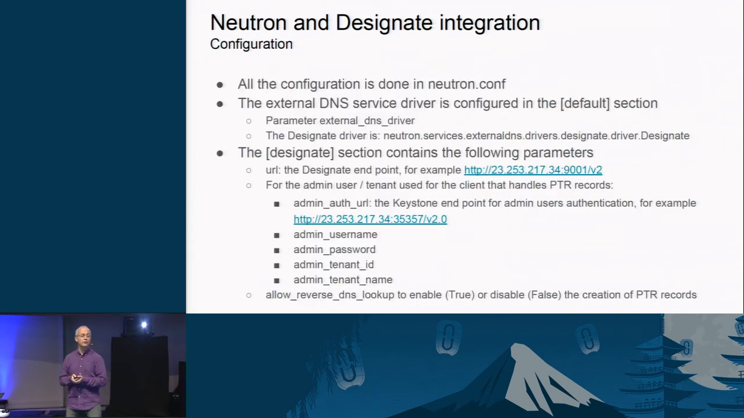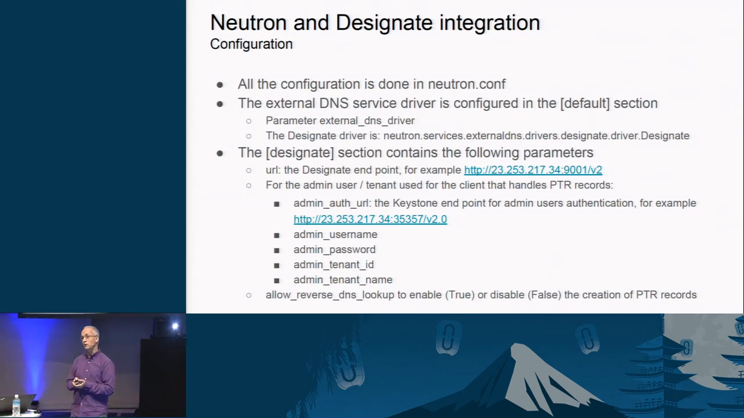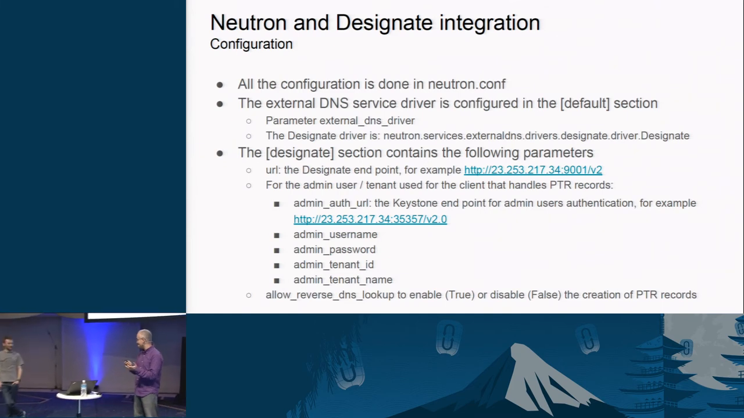So how do you configure all this? Well, essentially, again, you go to neutron.conf, and in the default section, you specify the external DNS driver that you're using. Right now, we only have Designate. And we added a new Designate section specific for the Designate implementation, where you first specify the Designate endpoint. And then you specify the information for an admin user and tenant. And the reason we do that is that the PTR records are created under an admin user, and maybe Kyle cares to explain the technical reasons for that.